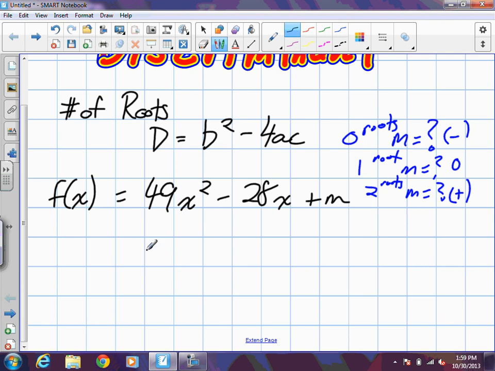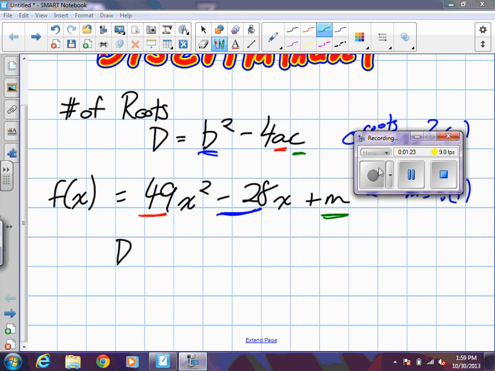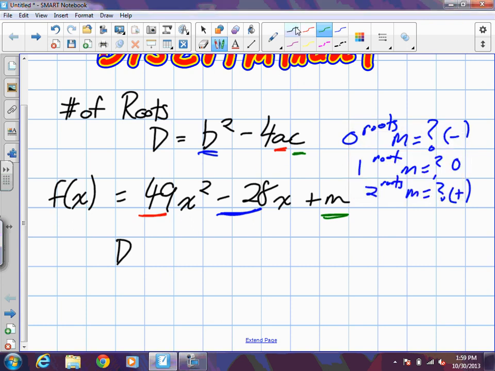So, in this question, our discriminant is equal to, and we're going to plug in our values. This is our b. This is our a. And this is our c value, our c value being m. So let's go put these values in. We're going to get negative 28 squared. And it doesn't matter that it's negative, because once we square it, it will become a positive value. Minus 4 times 49 times m. Okay, m is our unknown.